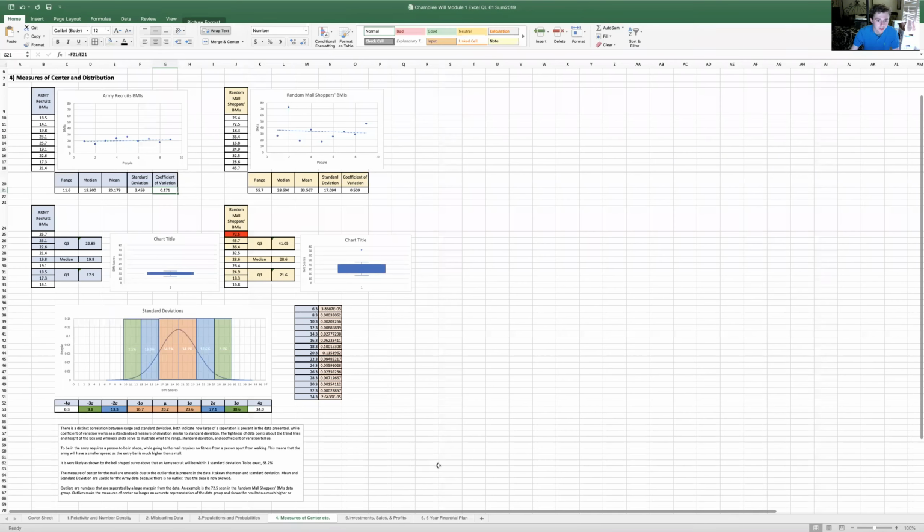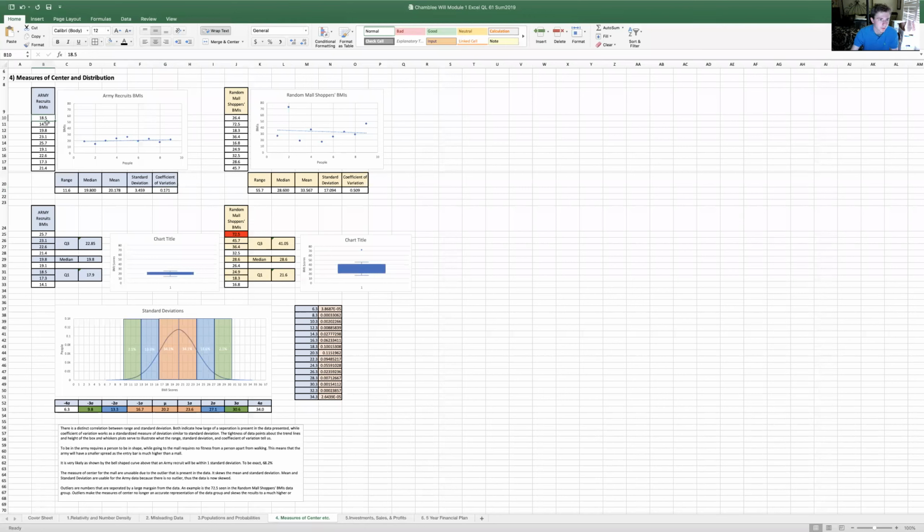Okay, let's move on to measures of center. Here we have the Army recruits' BMIs. This is without them sorted. Here is with them sorted. And then the random mall shoppers' BMIs, sorted and unsorted. We see the measures of centers here with range, median, mean, standard deviation, and coefficient of variation.